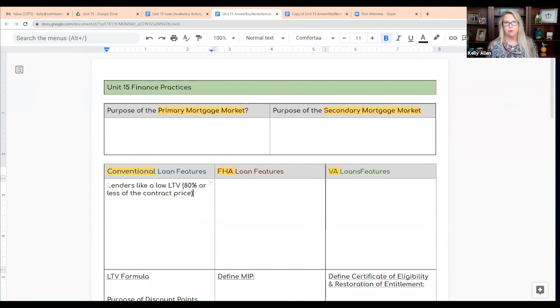Heck, they would like it if the borrower put 30% down, 40% down, 50% down. They would love that. That would make them feel very, very secure lending money to this particular borrower.